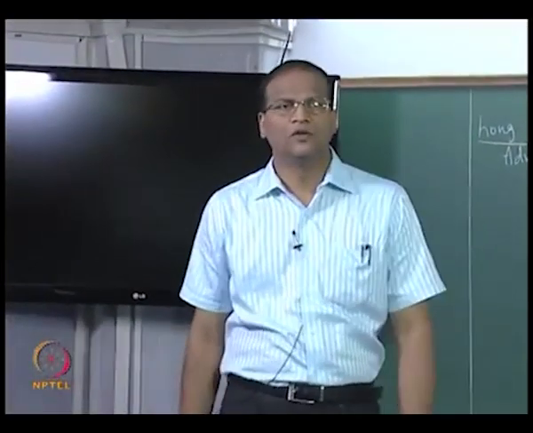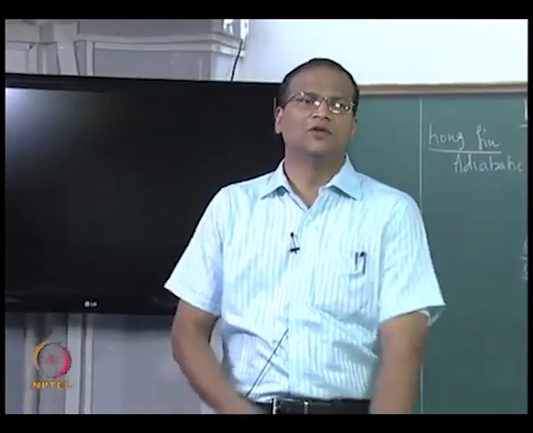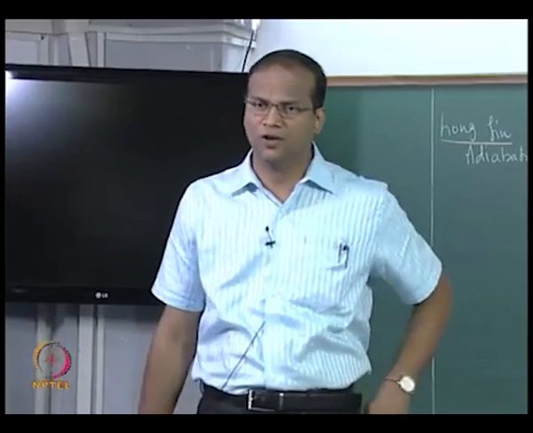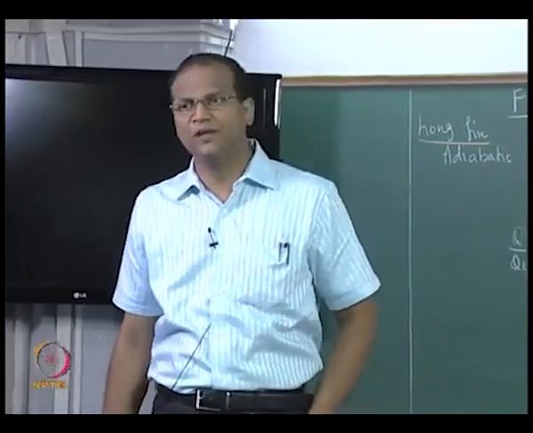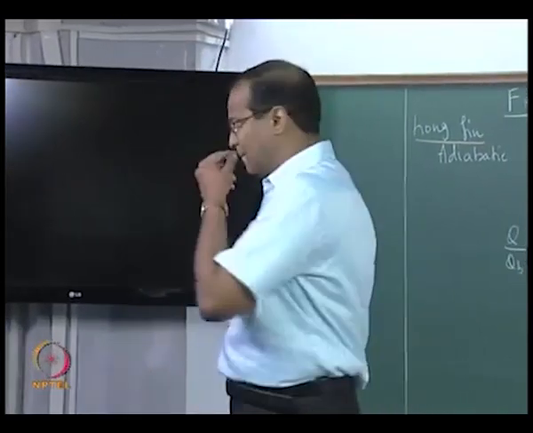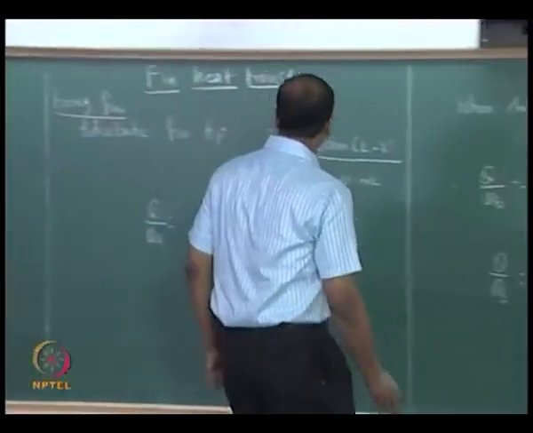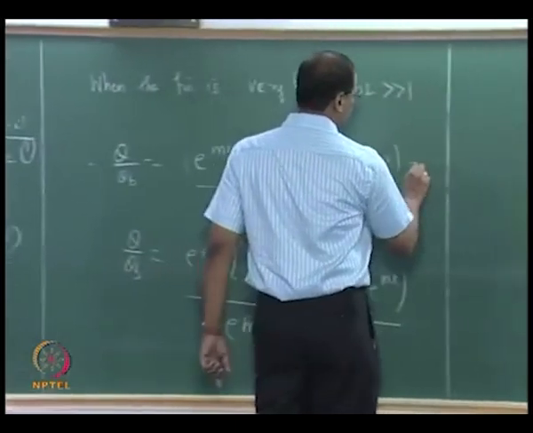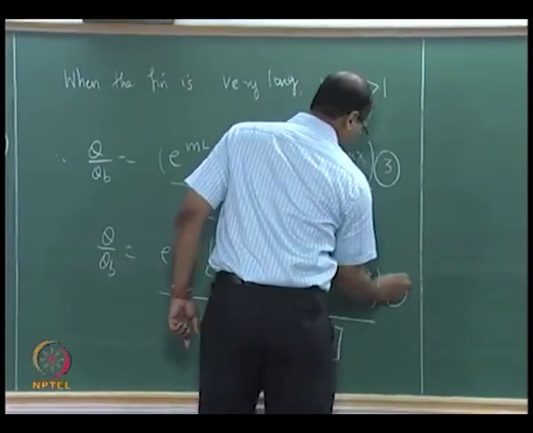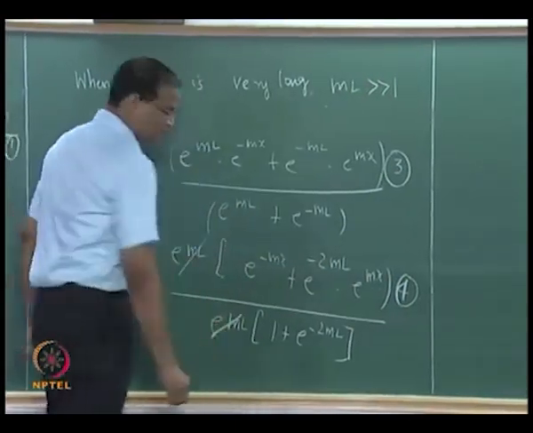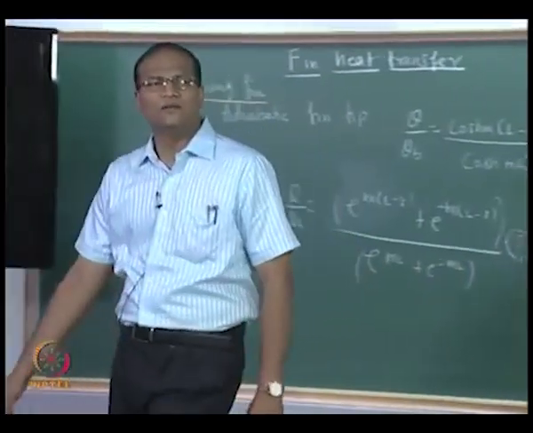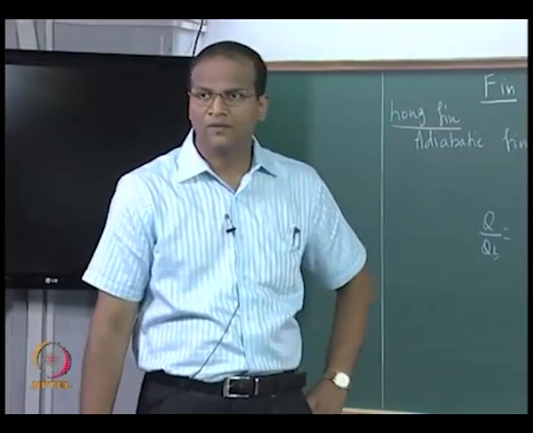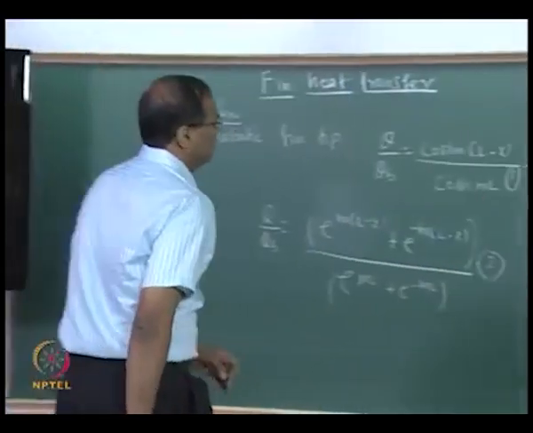So what we are doing is to derive the expression for the temperature distribution as well as for the fin efficiency for the long fin. We just first consider it to be an adiabatic fin tip and start working on it. Now what happens when mL is much greater than 1, what happens to e to the power of minus 2mL?